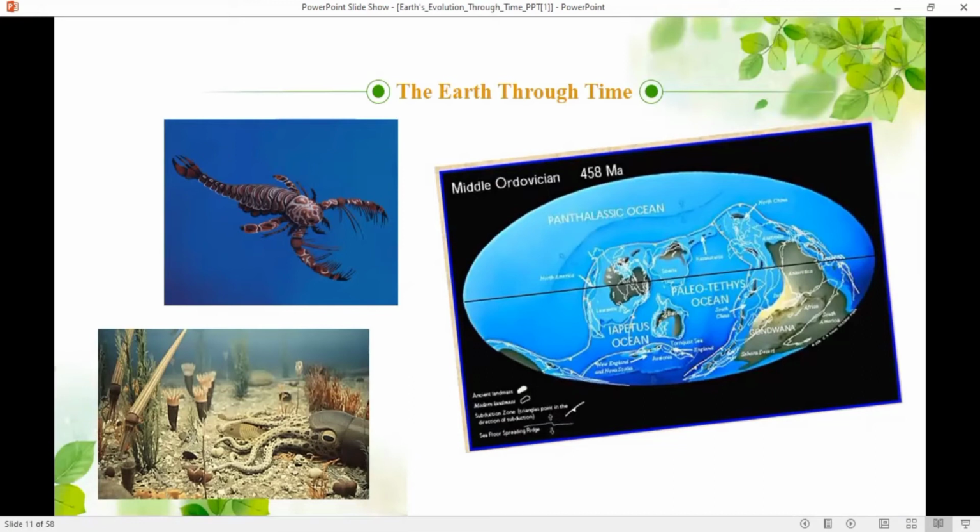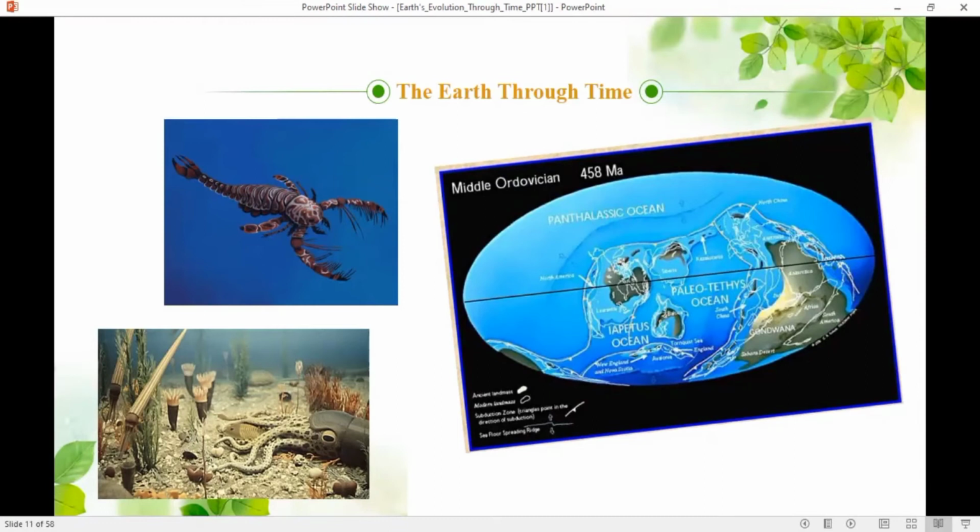Some research found that in the Ordovician period, the mass extinction wiped out 85% of the marine species because of a cooling climate or changes in the oxygenation of the ocean.